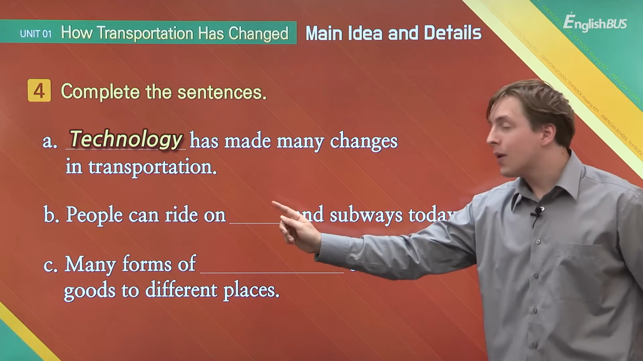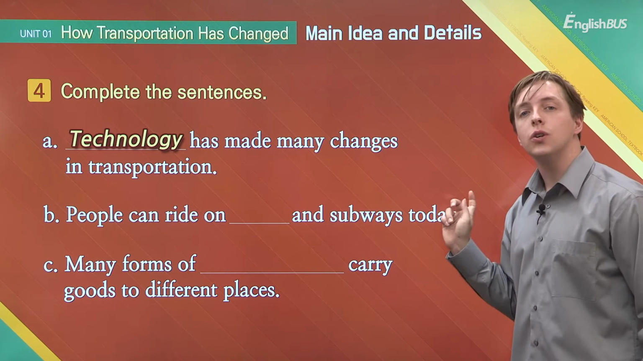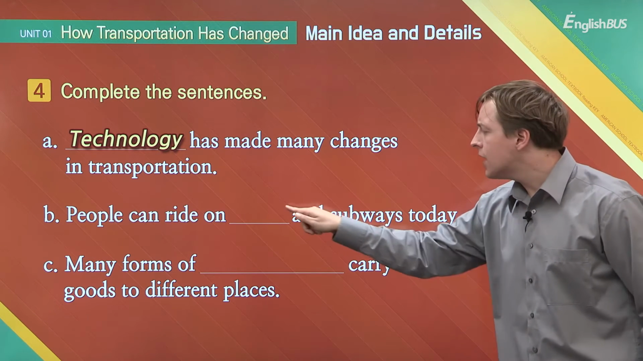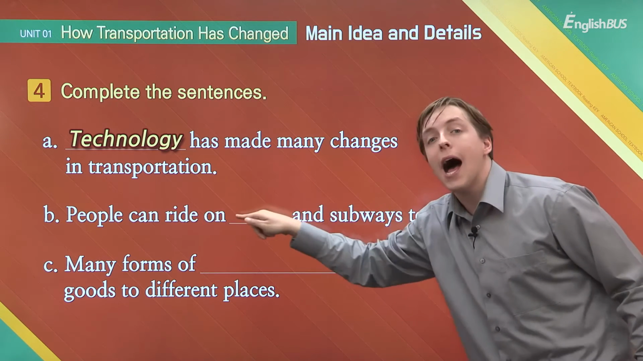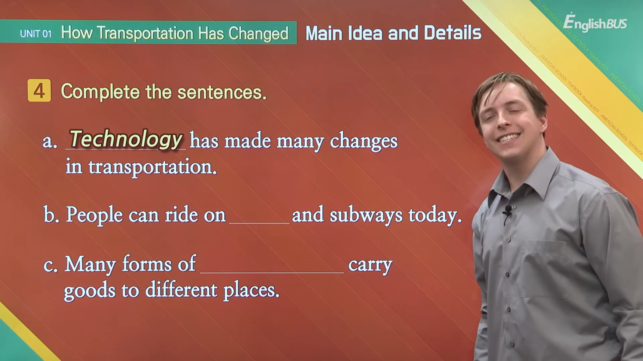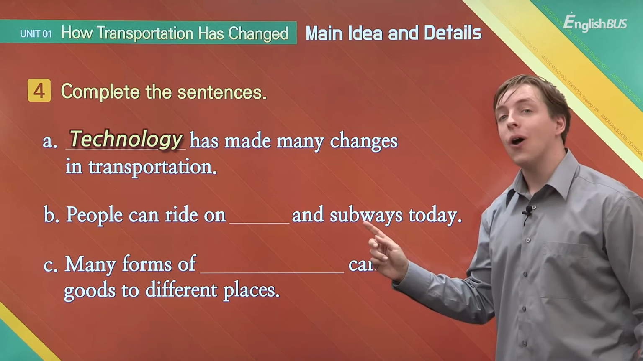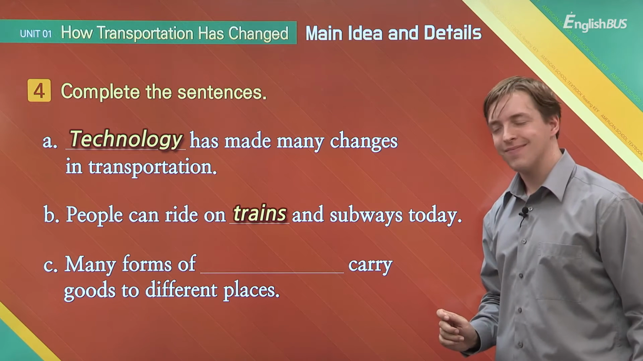B, people can ride on and subways today. What is another form of transportation people ride on? Do you remember? That's it. People can ride on trains and subways today.